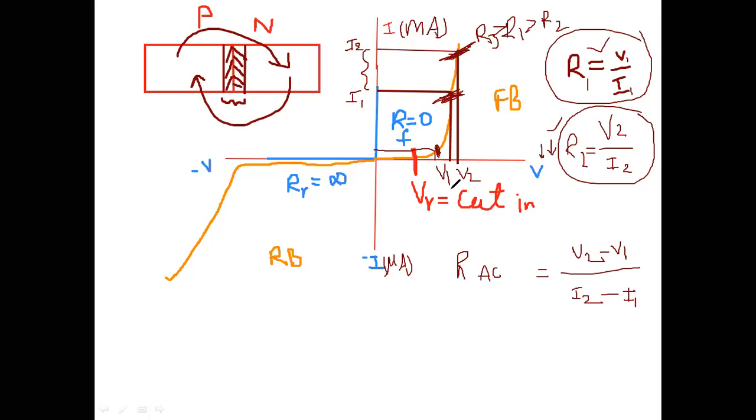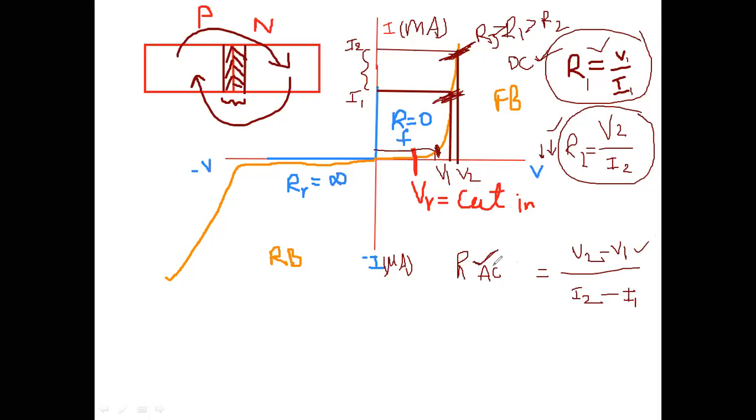If I take a difference of voltages like this, the resistance I get is called AC resistance or dynamic resistance. If I take a single point, this resistance is called DC resistance or static resistance.